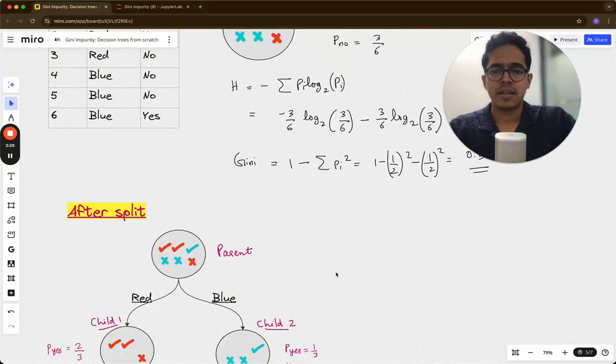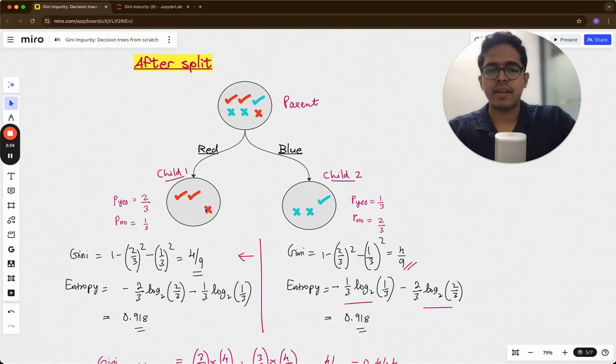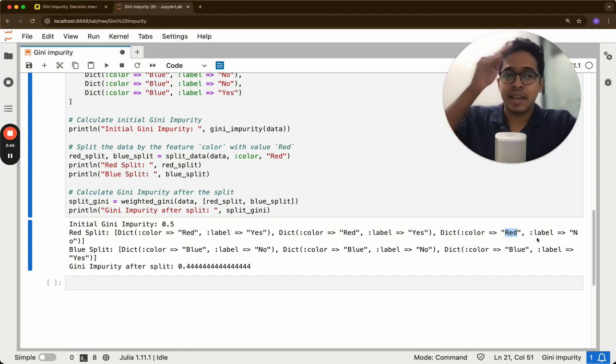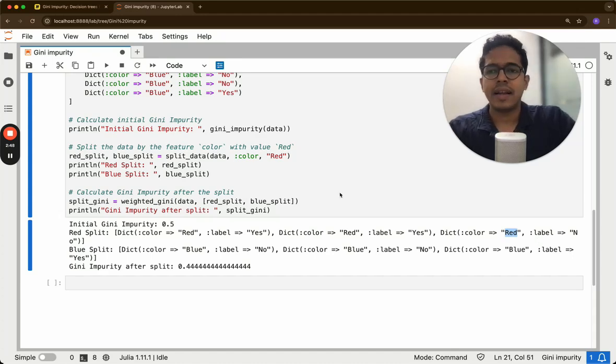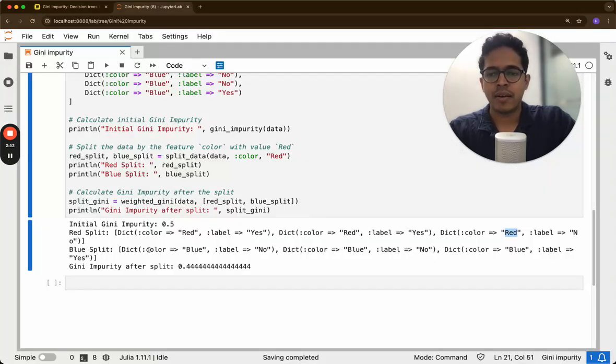And then you have the red split and the blue split. So the red split is this branch. In the red split, you have 2 yes and 1 no, right? So is that what we have here? Red is the color, the label is yes. Red is the color, label is yes. Red is the color, label is no. So you have 2 yes and 1 no in the left-hand side red branch. In the right-hand side branch, which corresponds to blue, you have 1 yes and 2 no's. So this is the blue split branch. You have blue corresponding to no, another blue corresponding to no, and another blue corresponding to yes. So you have 2 no and 1 yes.